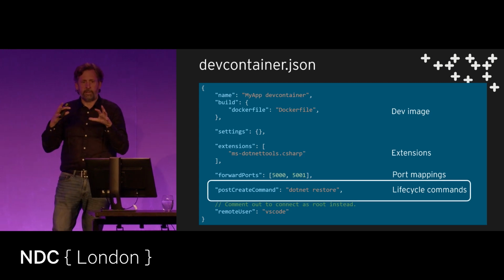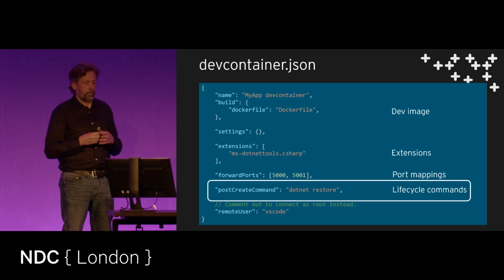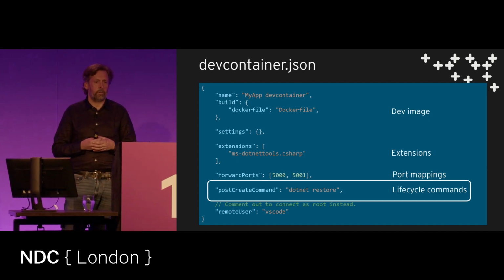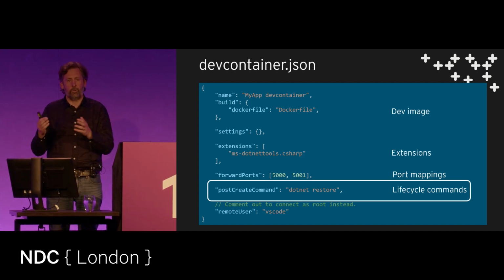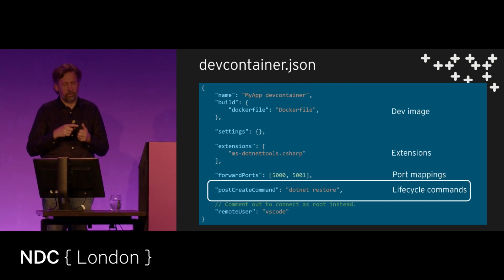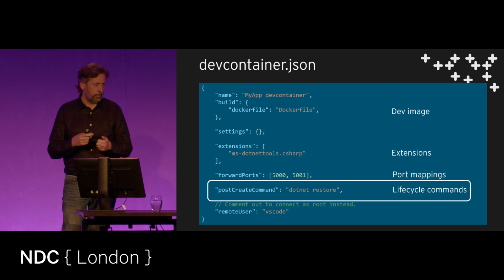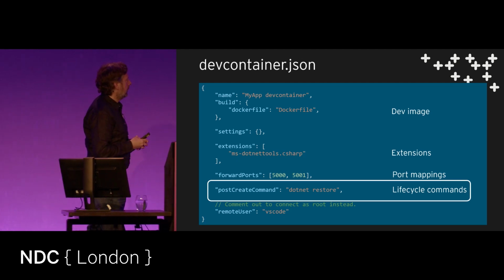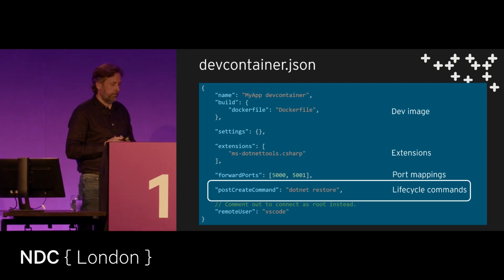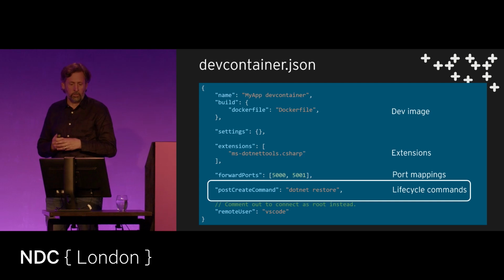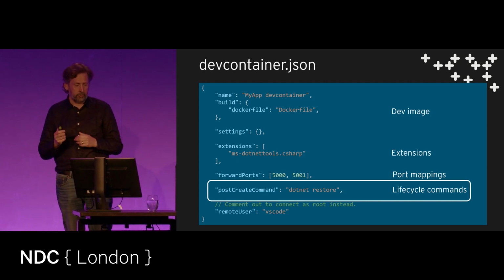We have these lifecycle commands. Maybe the most common one is the post create. If you want to run something after the environment is created, for example, maybe you want to do a .NET restore the first time you open it up, you can do that. So there are multiple of these commands, like pre and post create and so on. So you can customize what's happening when you create and open this environment. So these are a few of the most common things that you'll modify in the dev container JSON.